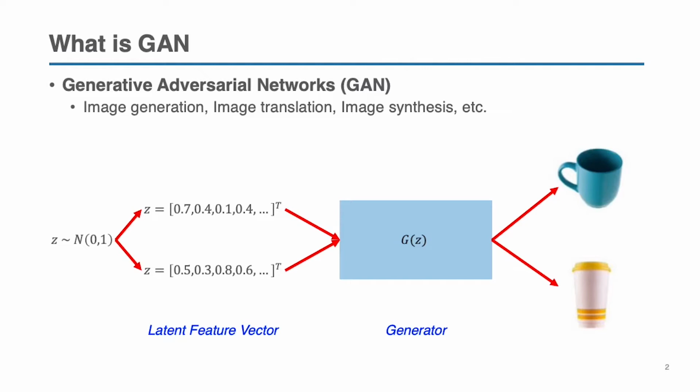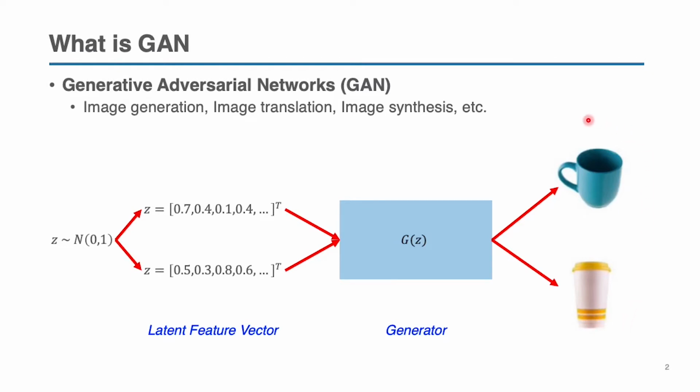So the ultimate goal is to train a network G, which represents the generator, such that given an input feature represented by Z, it will be able to generate images from the distribution of the training dataset. A very simple example is like this. We first sample a bunch of Z, which is known as the latent feature vector, from the normal distribution. And then we feed all of these Z's to the generator so that it gives us the results of a bunch of different images from the distribution of the training dataset.